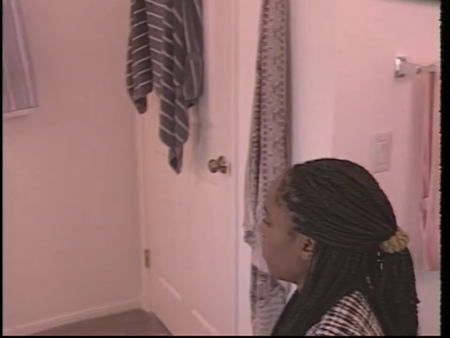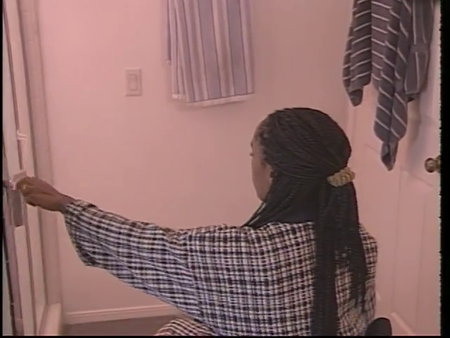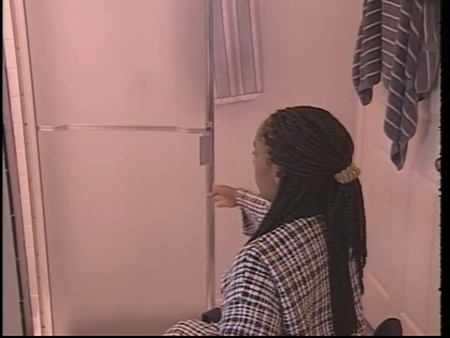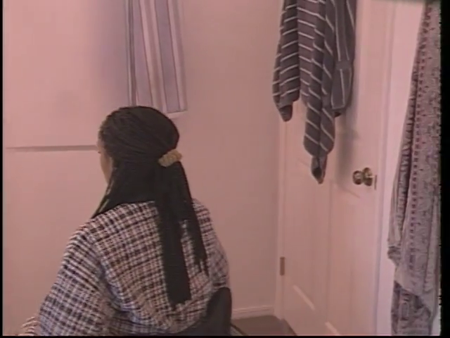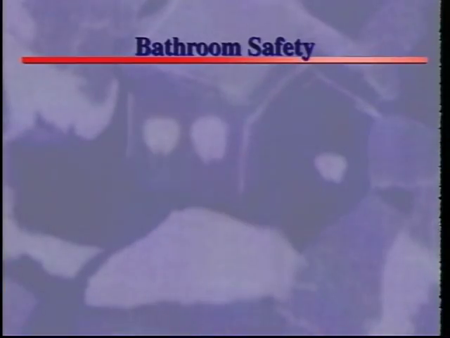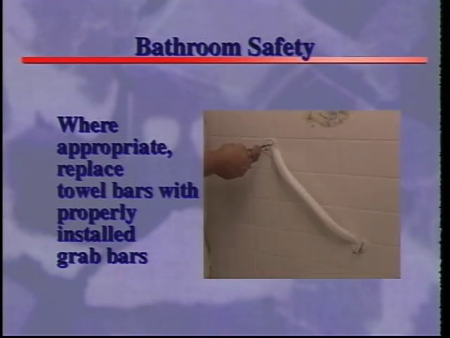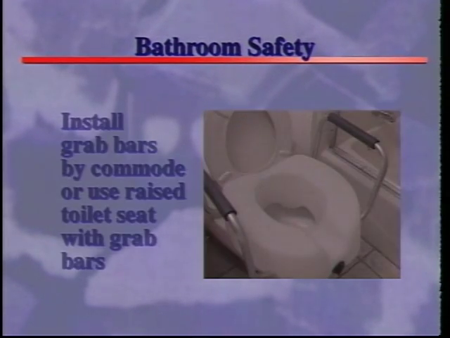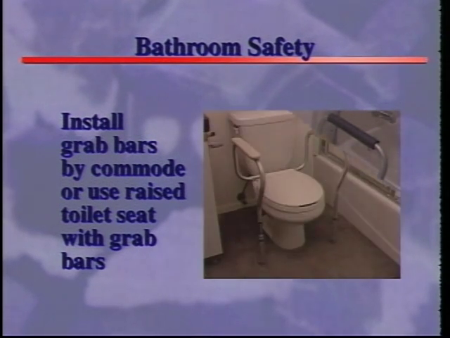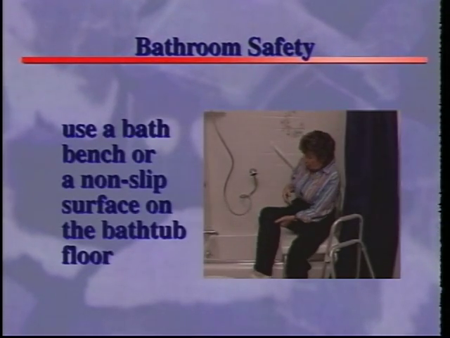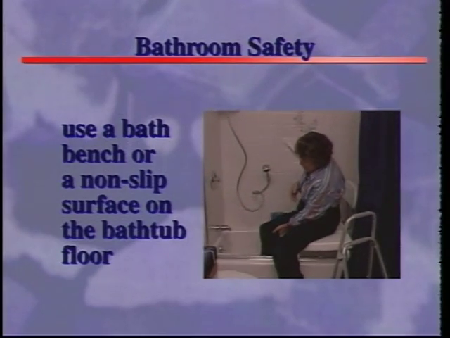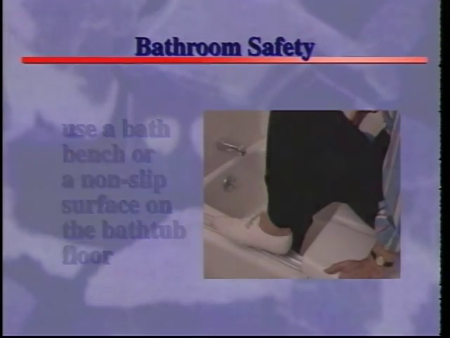A large proportion of serious falls in the home take place in the bathroom, where the surfaces tend to be wet and slippery. The issue of safety in the bathroom is enough material for a video all its own. Here are a few safety tips. Towel bars should be replaced with non-slip grab bars securely fixed to wall studs. Adjustable raised toilet seats with grab bars, or grab bars next to the toilet. The bathtub floor should be covered with a non-slip surface or the use of a bath bench.